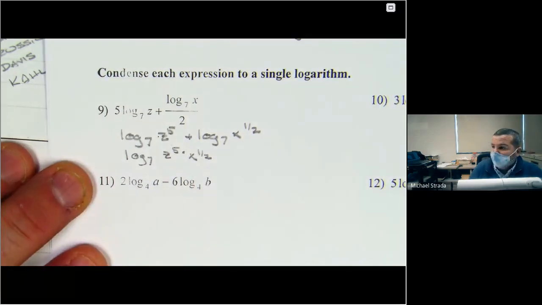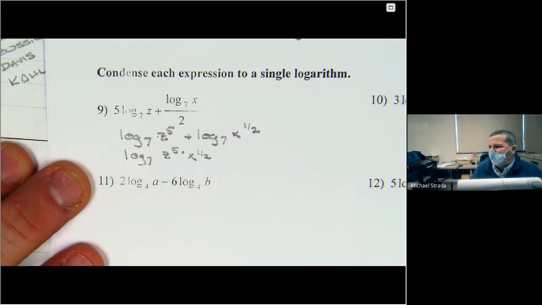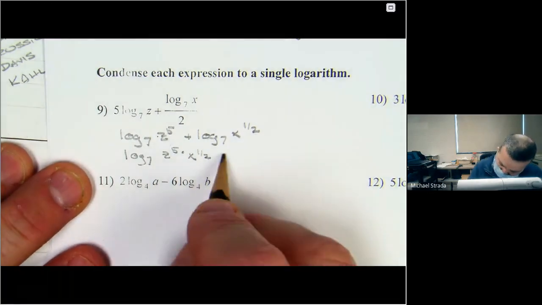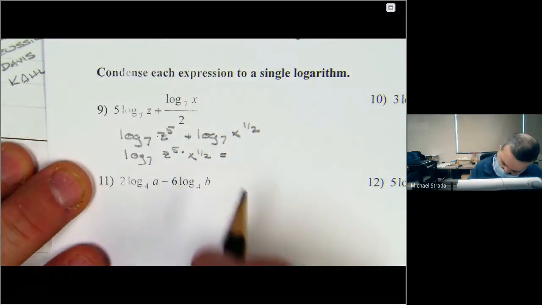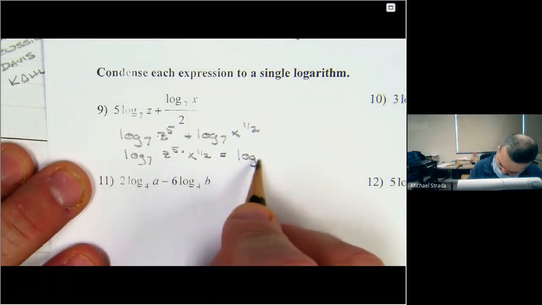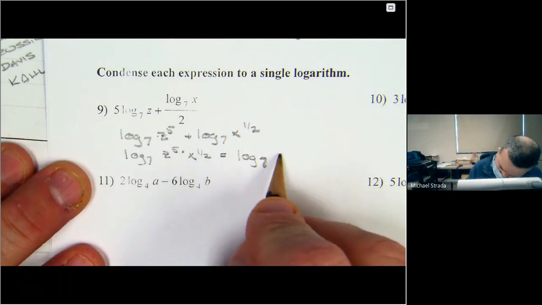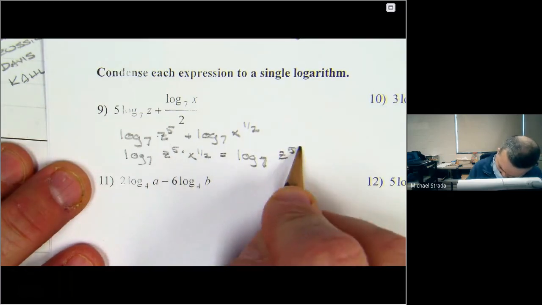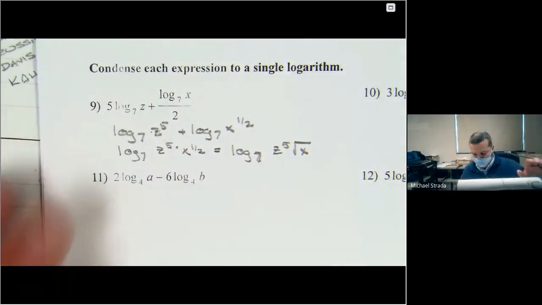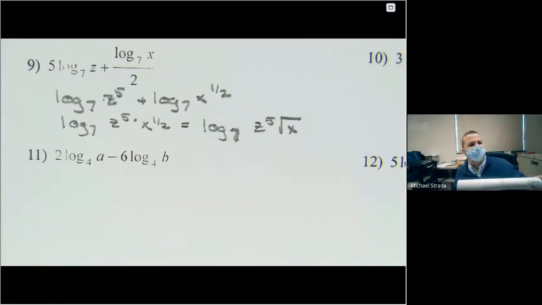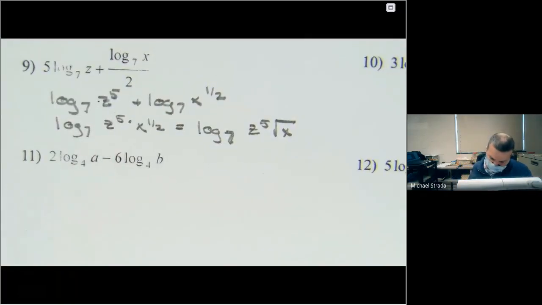Now, if you wrote your answer like that on a quiz, I'd be fine. However, make sure you can identify 1/2 is the same as the square root. So log 7 of z to the 5th times the square root of x. Or if you're more comfortable, the square root of x times z to the 5th.